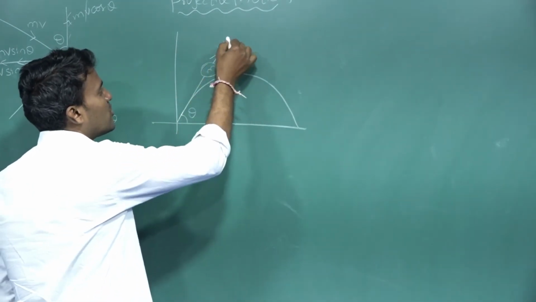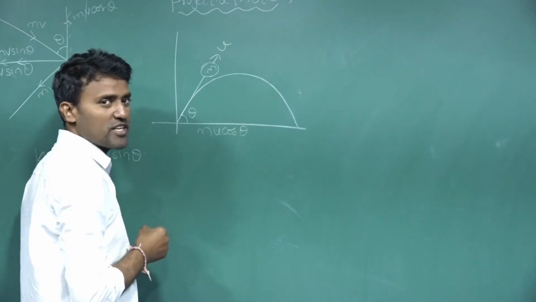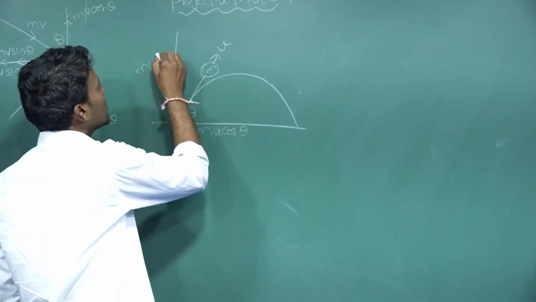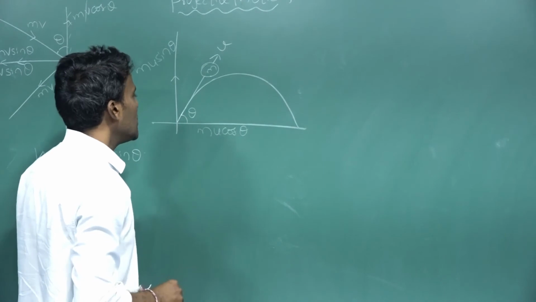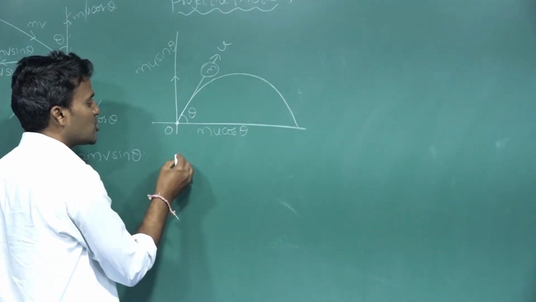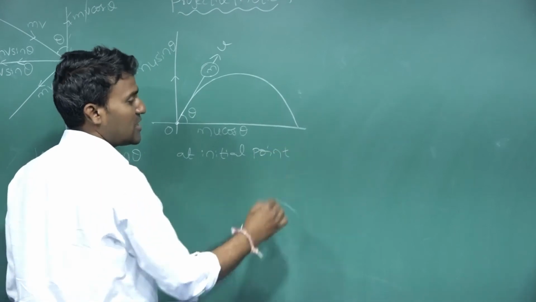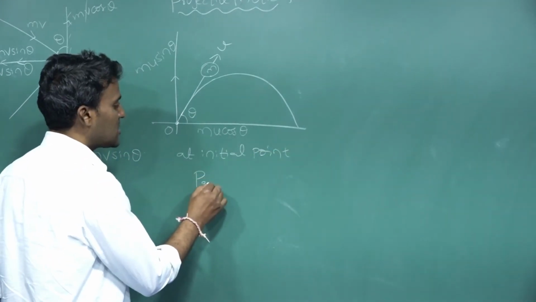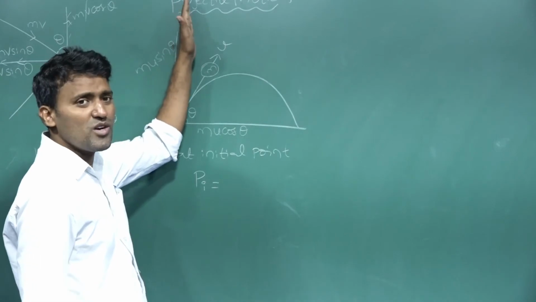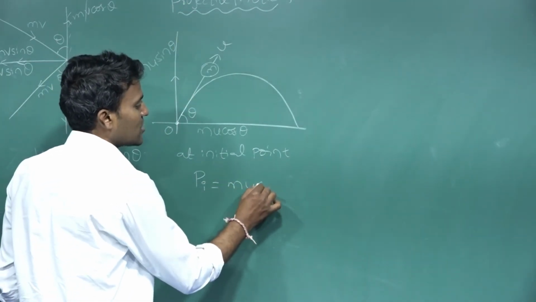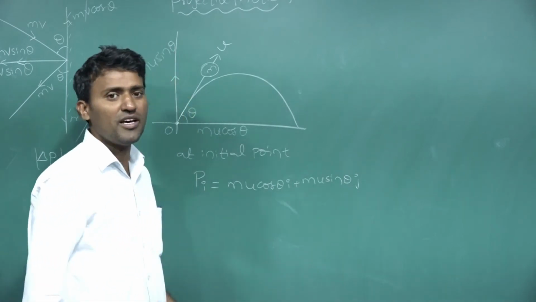At that moment, the momentum of this body is resolved into two components. The horizontal component is mu cos theta, and the vertical component is mu sin theta. Now consider the initial position, the point of projection. The initial momentum p_i has mu cos theta along the positive x-axis and mu sin theta along the y-axis. So I am writing mu cos theta i plus mu sin theta j. This is the initial momentum of the body.